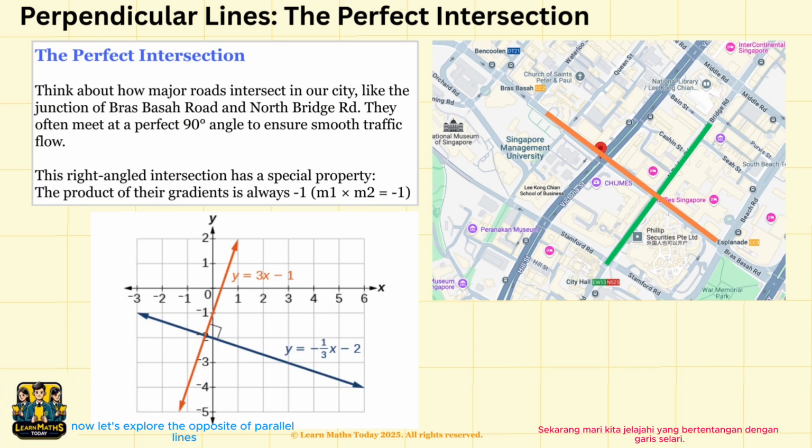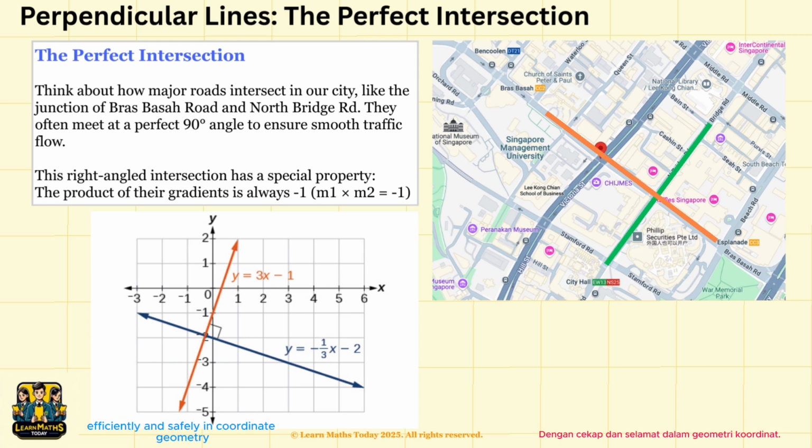Now let's explore the opposite of parallel lines, perpendicular lines. These lines don't run alongside each other. Instead, they create a perfect, distinct intersection. Think about how major roads intersect in our city, like the bustling junction of Bras Basah Road and North Bridge Road. These roads are often designed to meet at a precise 90-degree angle, forming what we call a right angle. This type of intersection is critical for managing traffic flow efficiently and safely.